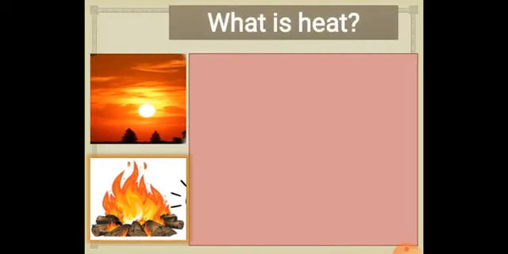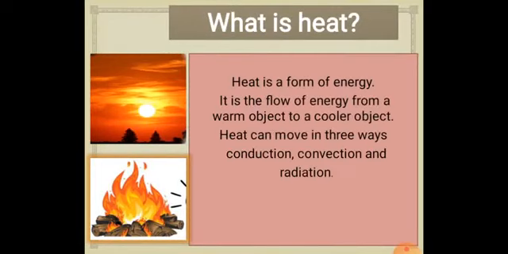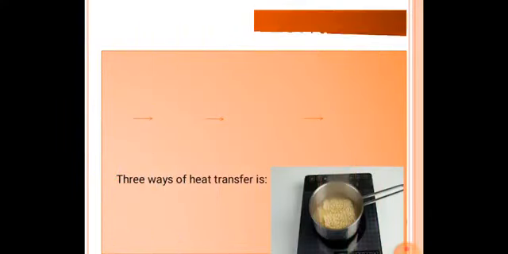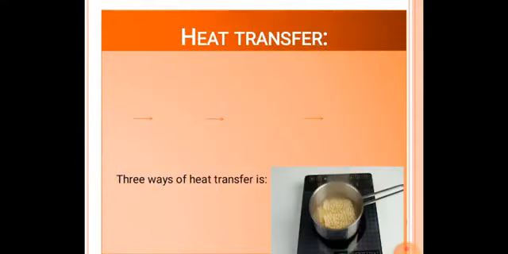First of all, what is heat? Heat is a form of energy. It is the flow of energy from a warm object to a cooler object. Heat can move in three ways: conduction, convection, and radiation. Heat transfer.